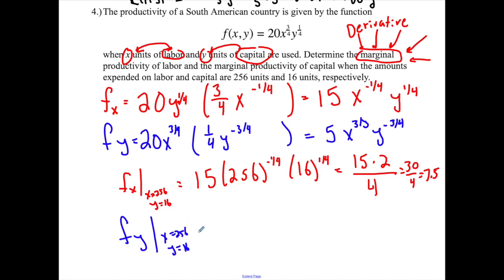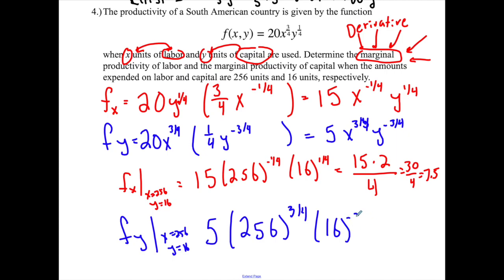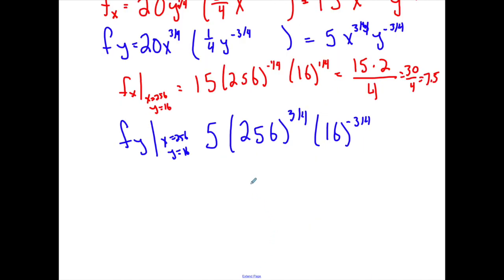Now, let's see what happens as I plug in here. So I've got 5. I've got x to the 3/4 and y to the negative 3/4 there. Make sure that's clear. So I've got 5. Now I've got 256 to the 3/4. And then I've got 16 to the negative 3/4. Okay? It's going to come down here.